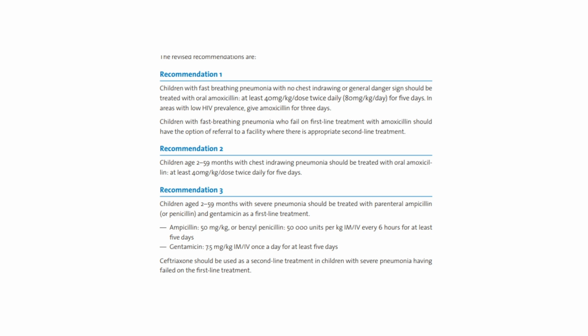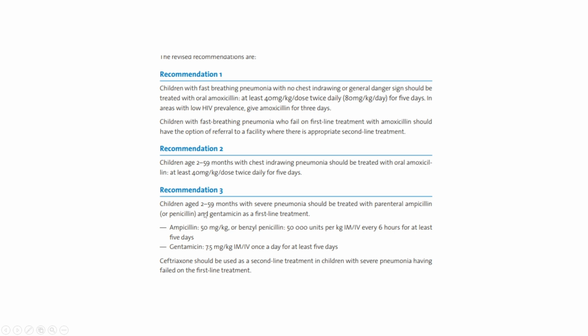So let's read it. Children with fast breathing pneumonia, with no chest indrawing, there are no changes in the inspection of the chest. They are breathing fast, tachypnea. With no general danger signs, they should be treated with oral amoxicillin, at least 40 milligrams per kg per dose twice daily, or 80 milligrams per kg a day. So this is the first thing. The second thing, children aged between 2 and 59 months with chest indrawing pneumonia should be treated with oral amoxicillin at the same dosage for 5 days.